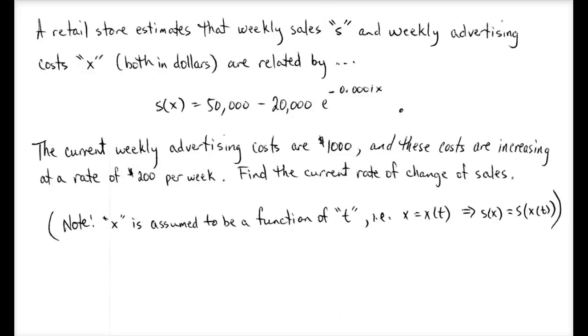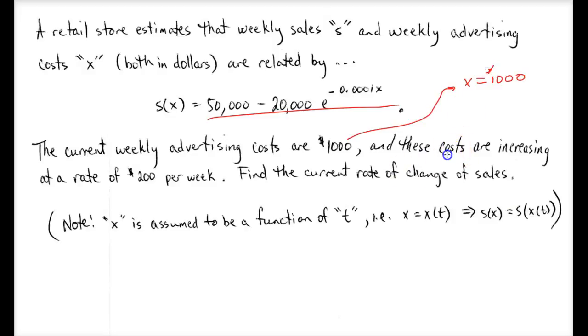It says a retail store estimates that weekly sales S and weekly advertising costs X, both of which are in dollars, are related by the function that's given to us. And the current weekly advertising costs are $1,000, and these costs are increasing at a rate of $200 per week. Okay, so here we know that since X is advertising cost, at this snapshot in time, X is going to be 1,000 for us.